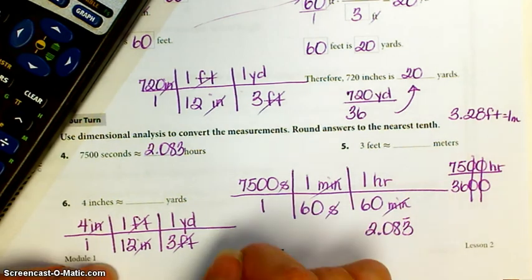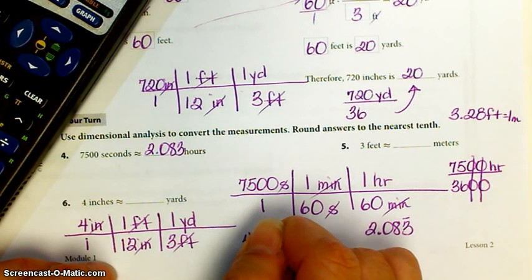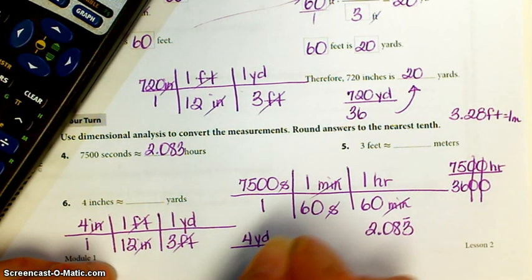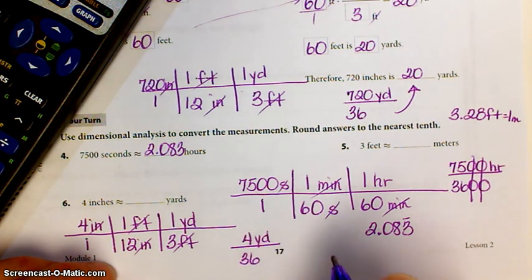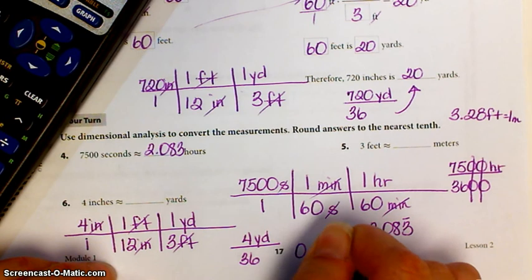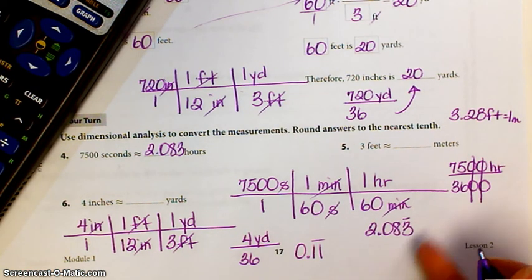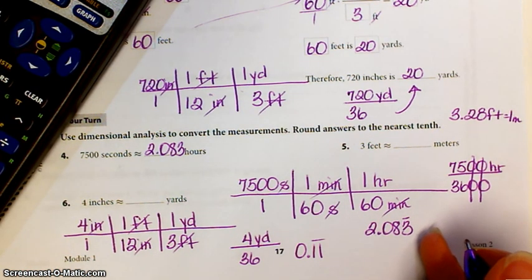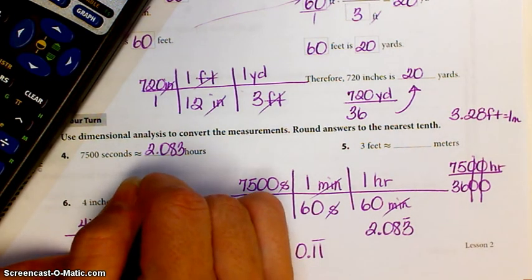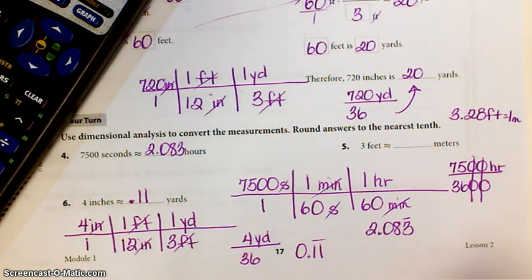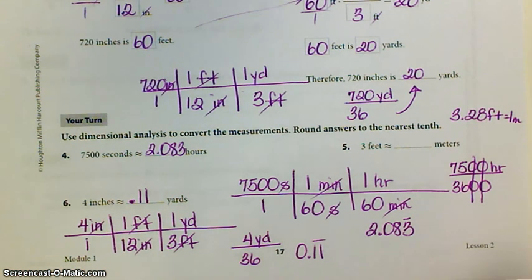You wind up with 4 yards on top divided by 36. 4 over 36 is the same as 1/9, which, if I remember correctly, should be 0.1 repeating. 4 divided by 36. Yep. So we'll just round it off at 2 decimal places. And there you go.